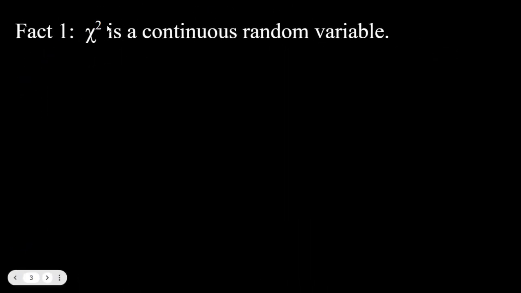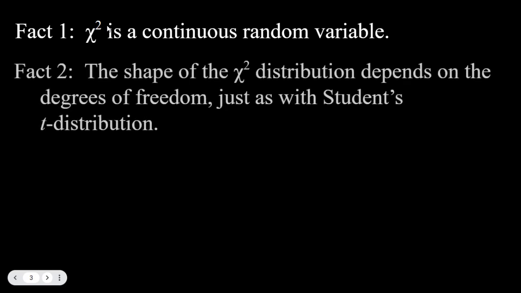Fact number 1, chi-squared is a continuous random variable. Remember, we have discrete and continuous random variables. This is continuous, just like all the ones that we've been dealing with recently. Fact number 2, the shape of the chi-square distribution depends on the degrees of freedom, just like it did for the t distribution, which is called the student's t distribution.